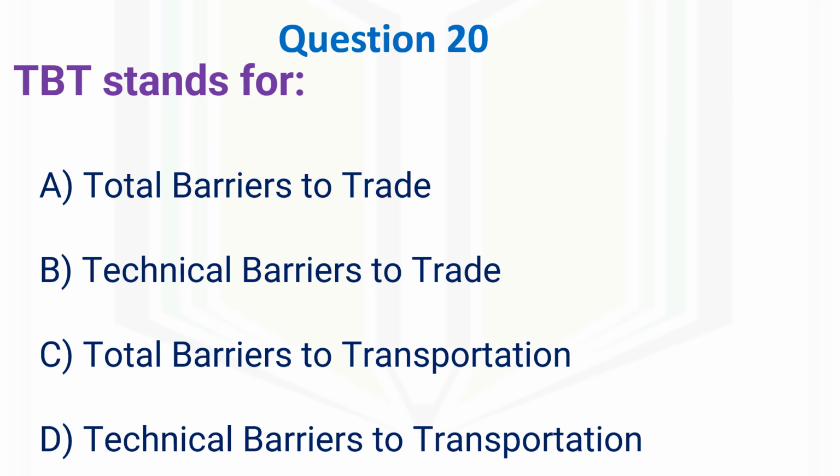Question number 20. TBT stands for, options are total barriers to trade, technical barriers to trade, total barriers to transportation, technical barriers to transportation. And the correct option is option number B, technical barriers to trade. So this is a part of World Trade Organization, and it ensures smooth running of the trade which is carried out throughout the world with various goods. So this was formed along with the date of World Trade Organization, that is 1st January 1955, and it establishes procedures and rules regarding the regulation of development of the product standards and technical regulation. It also ensures that testing and certification procedures are similar on the lines of trade throughout the world.